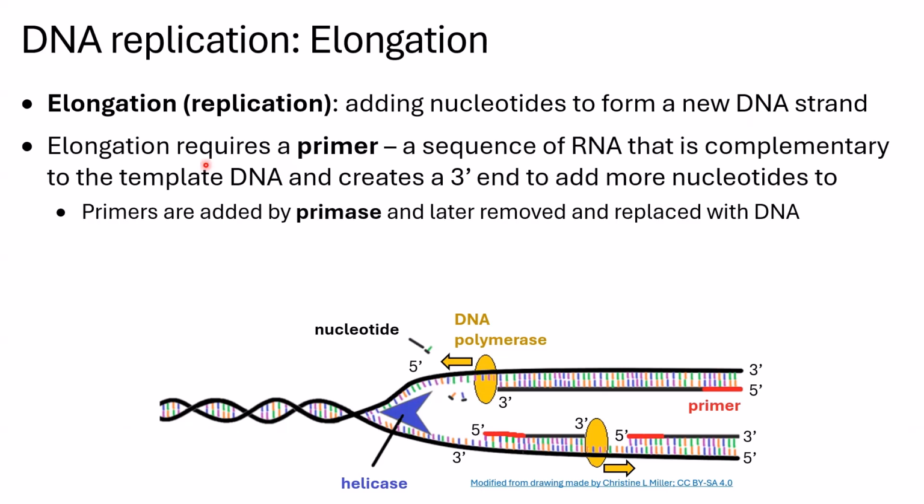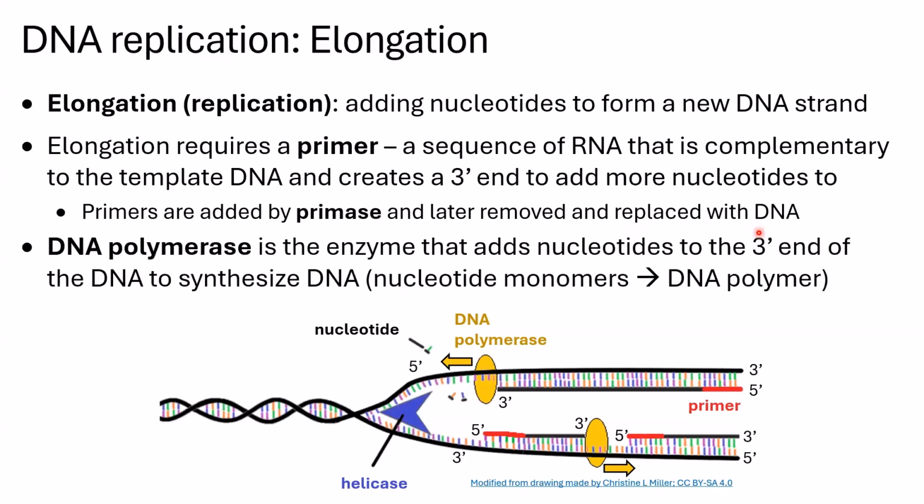An enzyme called primase puts down primers made of RNA. This RNA is complementary to the template DNA and creates a 3' end that DNA nucleotides can be added onto. In other words, it essentially primes or prepares the DNA for elongation. The primers are later removed and replaced with DNA so that there are no RNA-DNA hybrids.